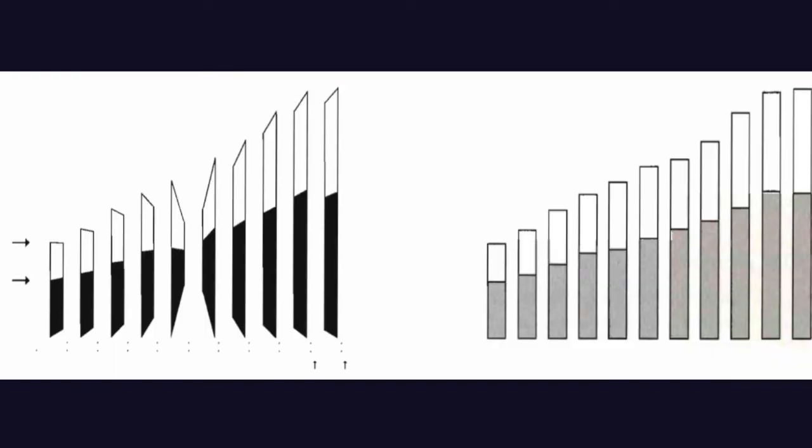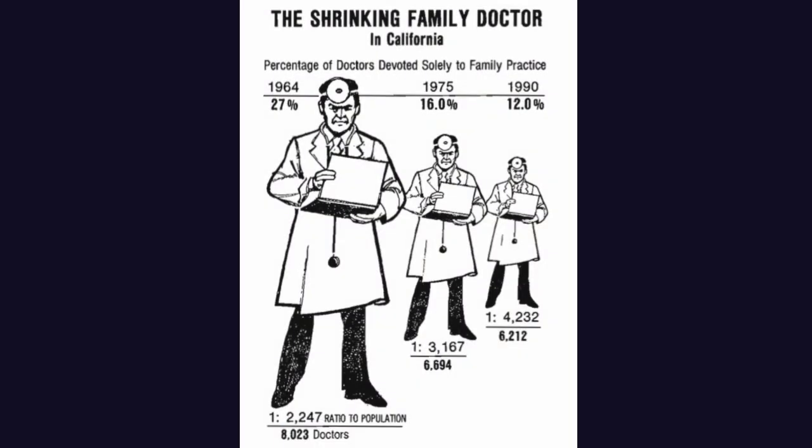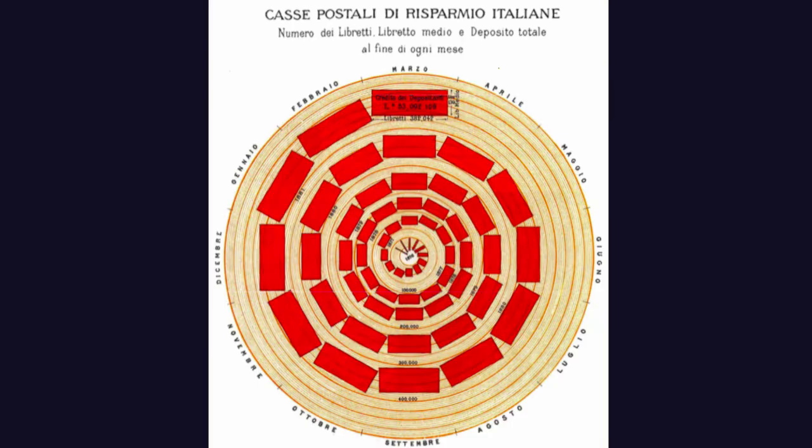Tufte's prescription for improvement is in two parts. First, remove the chart junk, leading to a calmer graphic. Second, adjust for inflation, leading to a different conclusion about growth. Don't use area to depict univariate data. Don't let the depicted dimensions exceed the data dimensions.